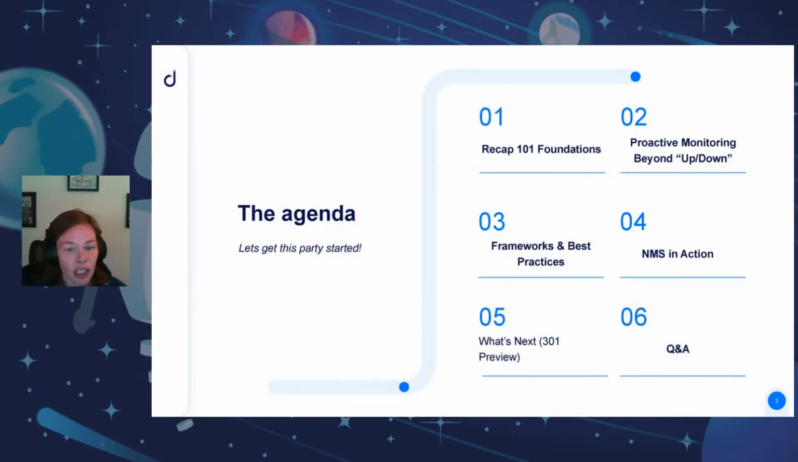All right, so kind of the agenda. I'm going to recap over the 101 foundations, just a short recap in case you were just here, but if you weren't, just so you understand where we're building a basis off of. And then we're going to talk about beyond just the up/down of what's going on when we're monitoring and managing. And then frameworks and best practices, NMS in action, as well as what's next in the 301 when we get into automation, as well as a Q&A section, which last time was super exciting.